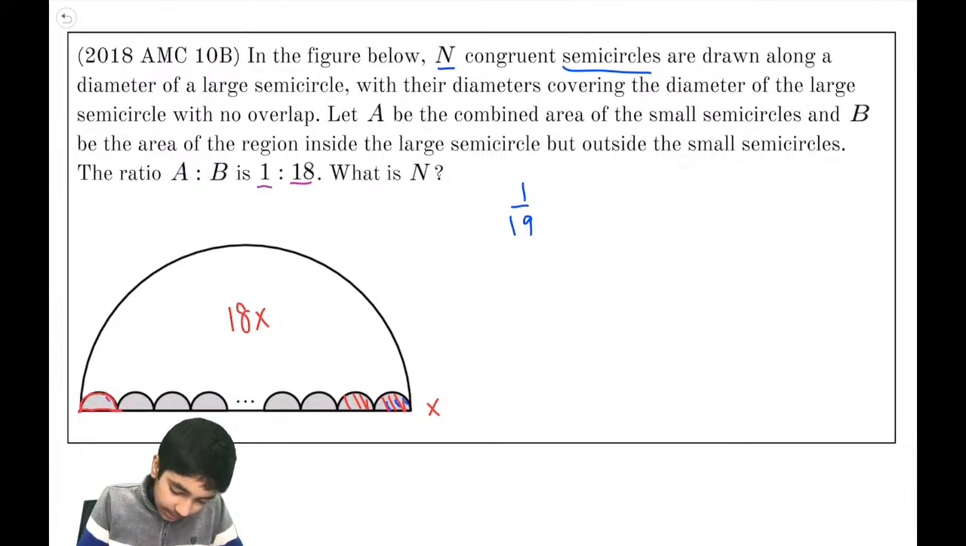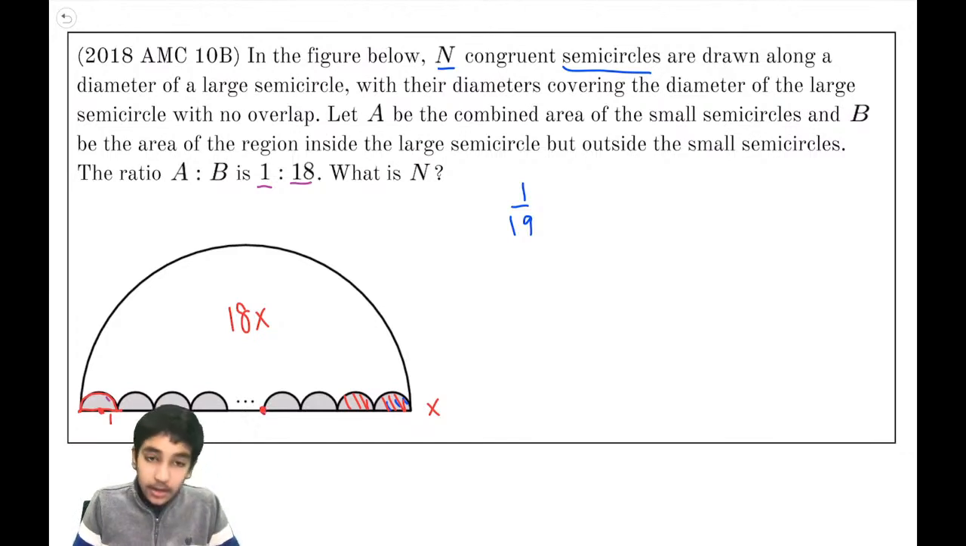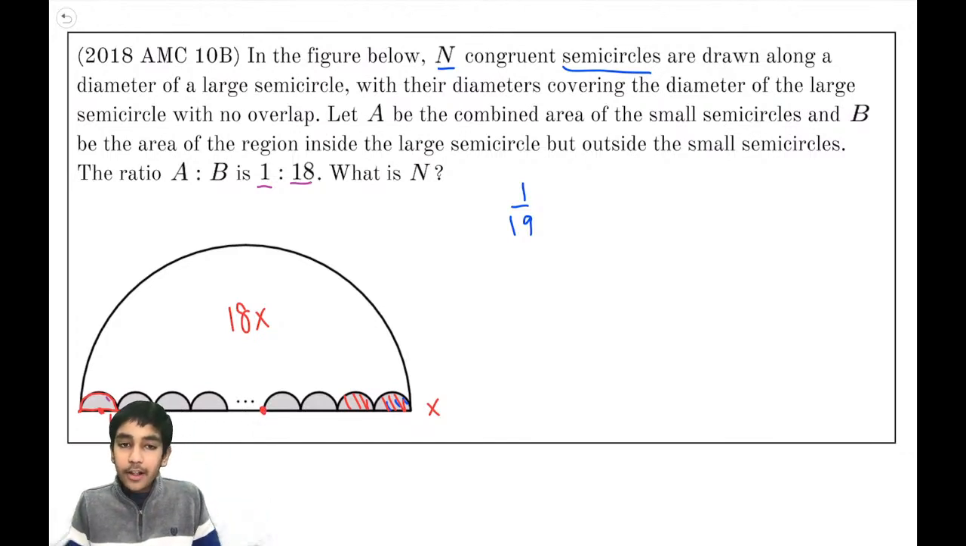Well, one semicircle, let's say, has a radius of 1, and the big semicircle will have a radius of n, because there's just n of these semicircles put together. So the big semicircle has a radius that's n times larger than that of the small semicircle. So the ratio of the area of the big semicircle to the small semicircle is n squared. So the ratio of the area is n squared.